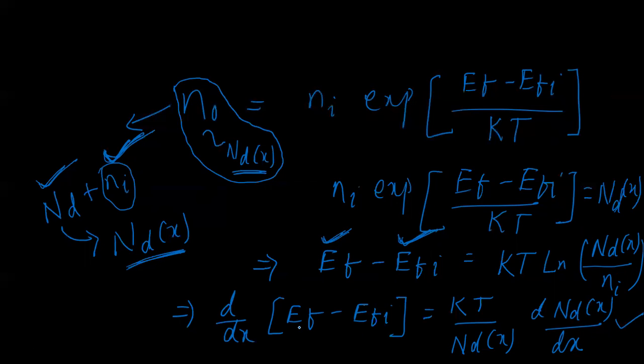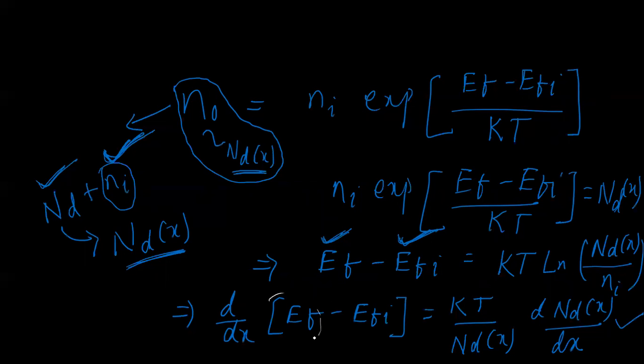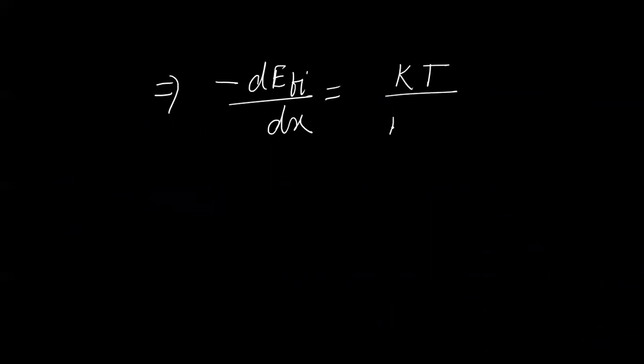So here d by dx of EF, the first term, will vanish, and the second term will exist, and from that we can find out dEFi by dx. If we rewrite the equation, this term will vanish when I take the derivative d by dx, the second term will exist, and so I can write minus dEFi over dx is equal to kT by Nd(x), the graded impurity distribution, times dNd(x) by dx.